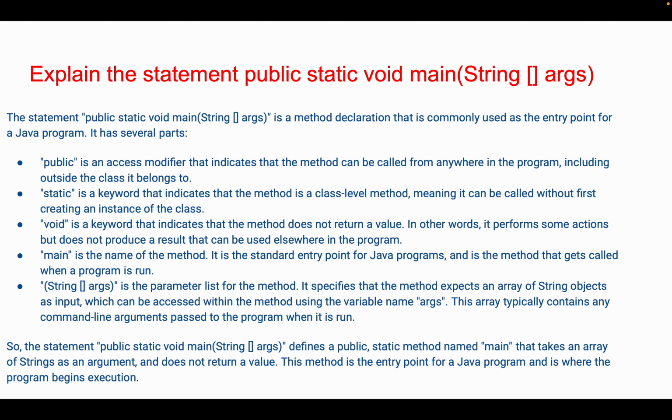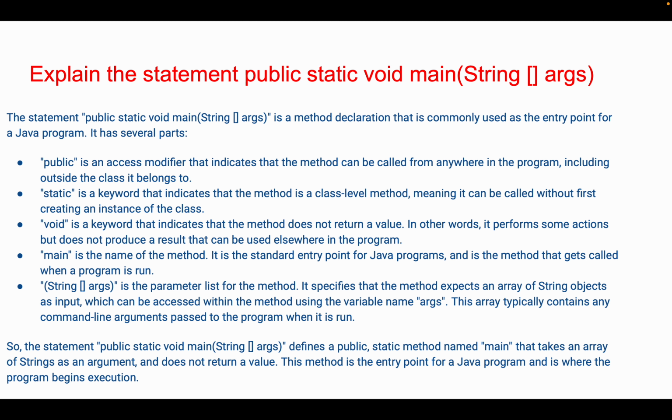The next part we have is string array arguments. String array arguments is the parameter list of the method. It specifies that the method expects an array of string objects as input, which can be accessed within the method using the variable name args. This array typically contains any command line arguments passed to the program when it runs. If you execute this Java program through the command line, we can pass some arguments. Those arguments will come as part of the string array, and will be available in this variable as args.